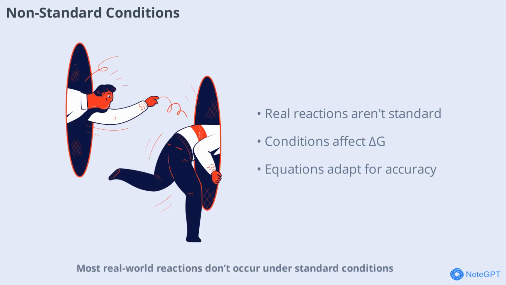Most real-world reactions don't occur under standard conditions. Factors like pressure, temperature, and concentration can shift the Gibbs free energy change, making a reaction more or less favorable. Chemists use modified equations to account for these variables, ensuring accurate predictions in the lab and industry. This flexibility makes Gibbs free energy a versatile tool for understanding complex systems.